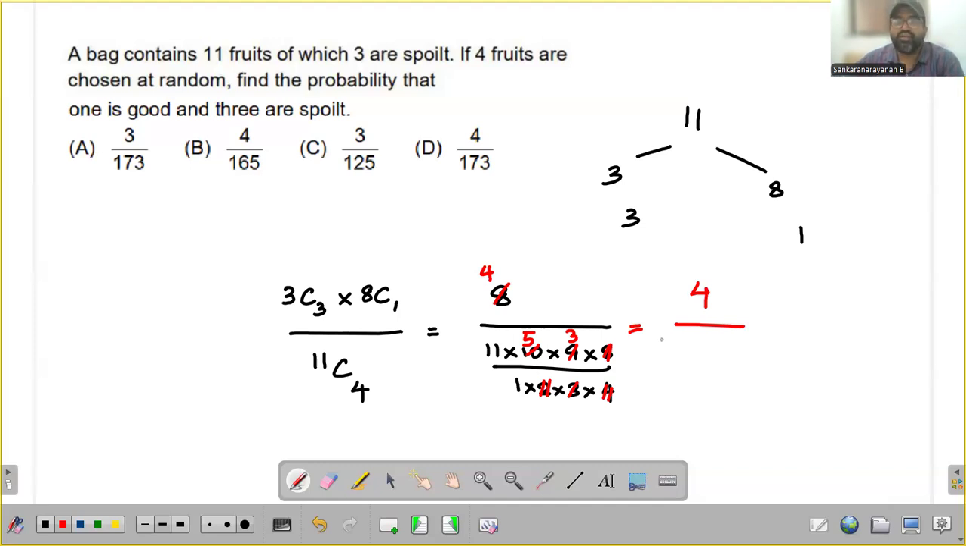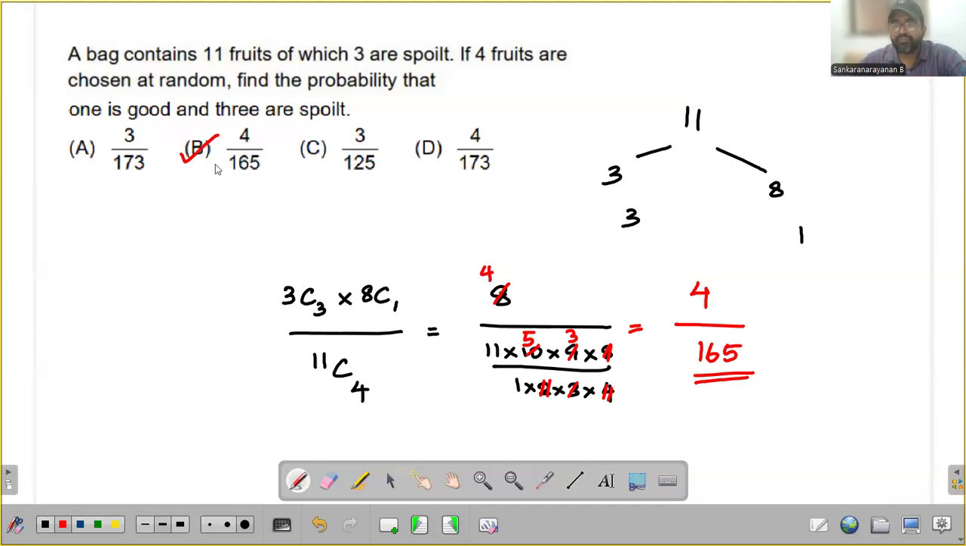That is 15 into 11. 15 into 11 is 15 into 10 plus 1, that is 165. So for this question, the answer should come as 4 by 165. Option B is my choice.